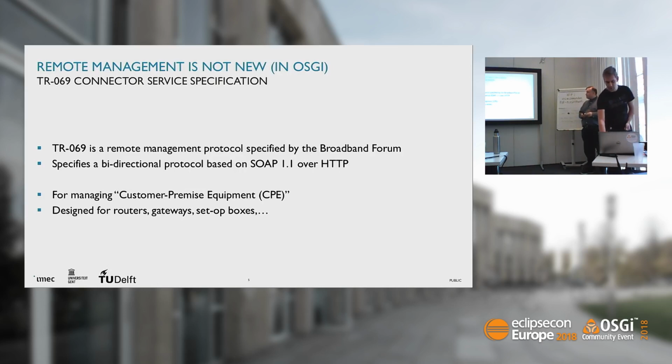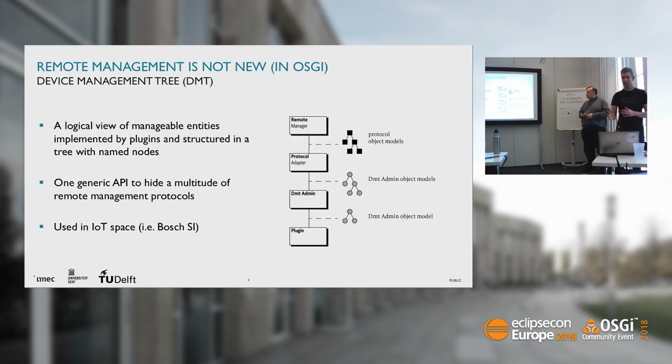And they went even a step further and said, okay, there was not only TR-069, but there was also UPnP and lots of other discovery and management protocols out there. So they created the device management tree spec, where you basically had a tree-like structure where you could plug in all kinds of protocol adapters and see how all devices out there behave and whether they're still working.